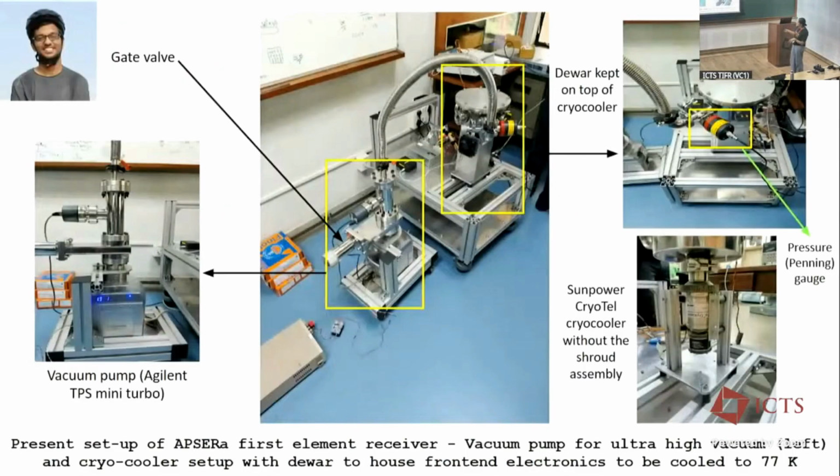So this is a picture of the setup in the lab right now. This is the cryocooler, which has all our electronics at 77 Kelvin. You have to operate it under vacuum, otherwise you'll have condensation, you can't maintain the temperature. So this is a vacuum pump that maintains ultra-high vacuum. And inside this, we routinely test our electronics and test our calibration.